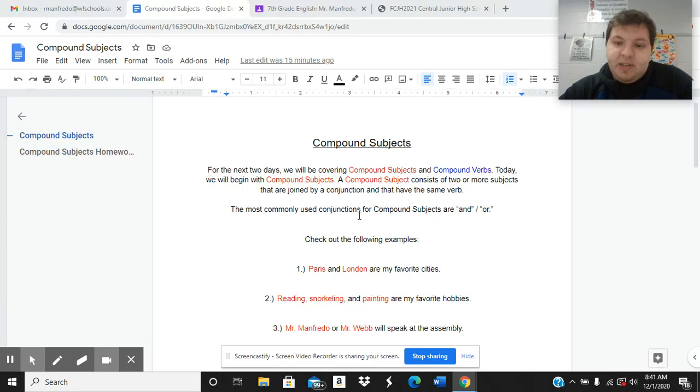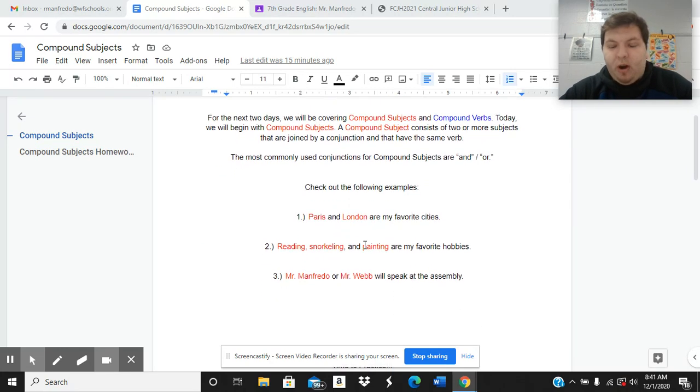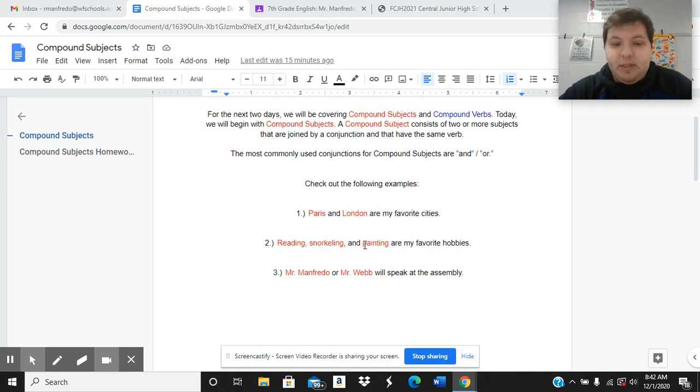A compound subject consists of two or more subjects that are joined by a conjunction that have the same verb. So we'll see what that means here in a second with some examples. The most commonly used conjunctions to kind of bring those subjects together are and, or. And you'll see with these examples, those are the only two conjunctions that we have here.